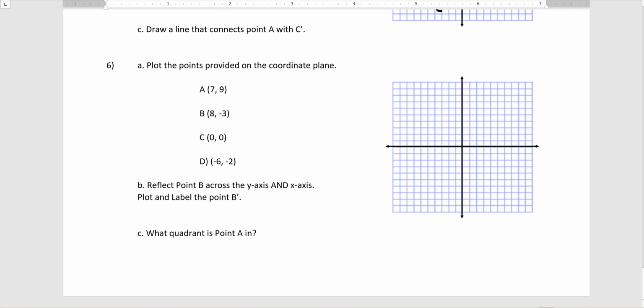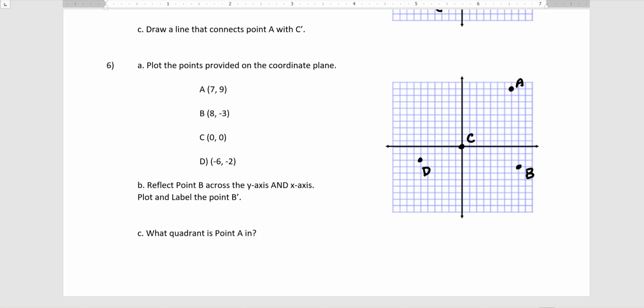All right, number 6. Plot the points provided. 7, 9, so we'd be right 7, up 9, that'd put me way up here. It's point A. 8, negative 3 would be right 8, and then down 3. That'd put me right there. That's point B. C is 0, 0, aka the origin. Fantastic. D is negative 6, negative 2. So that'd be left 6, down 2. D will put me right there.